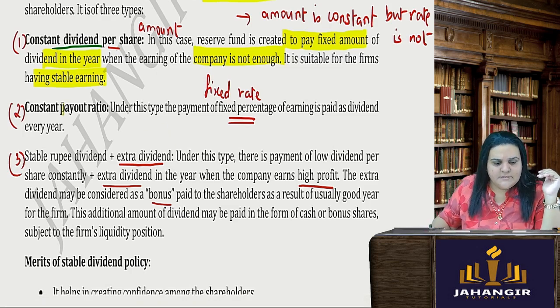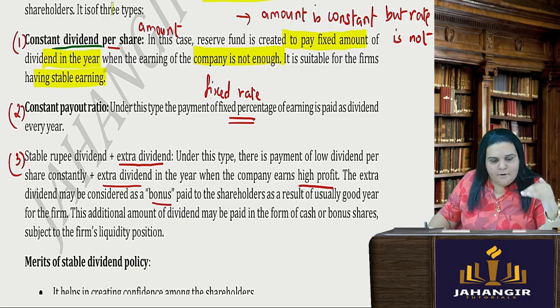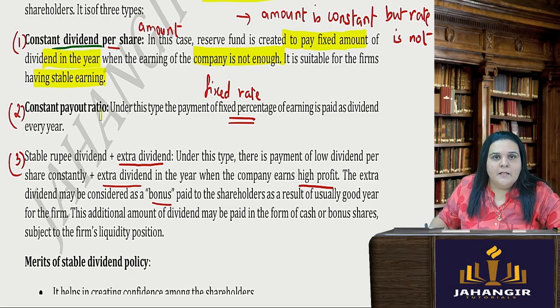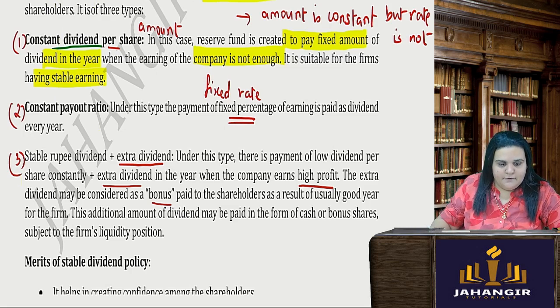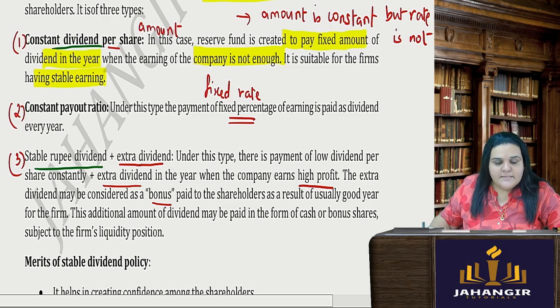Under this type, it is the same as the regular retained earnings. But in stable dividend policy, this is also one part. So here again there is a fixed percentage of earnings paid as a dividend. And in this stable dividend, the third one is stable rupee dividend plus extra dividend.